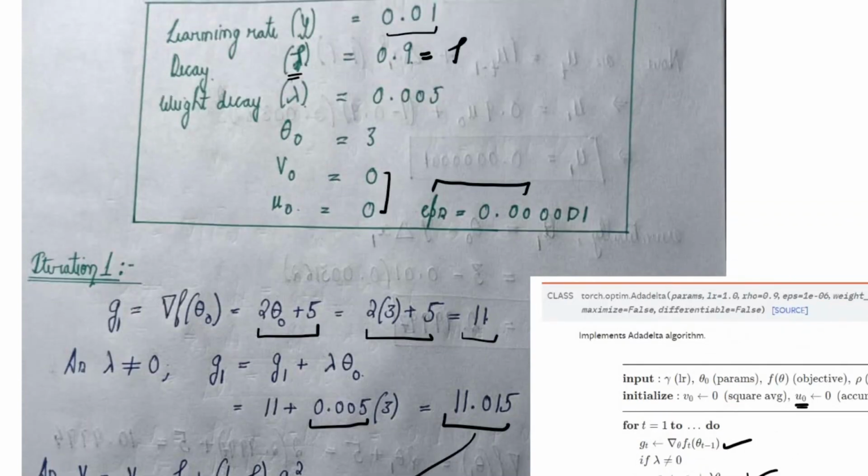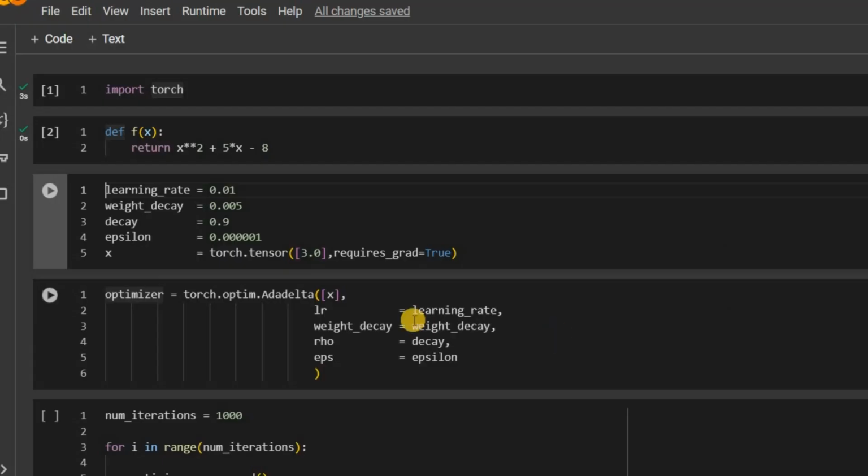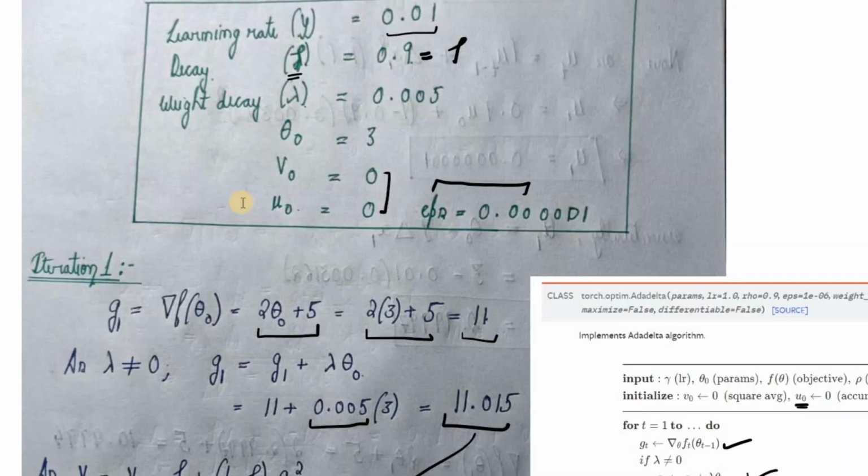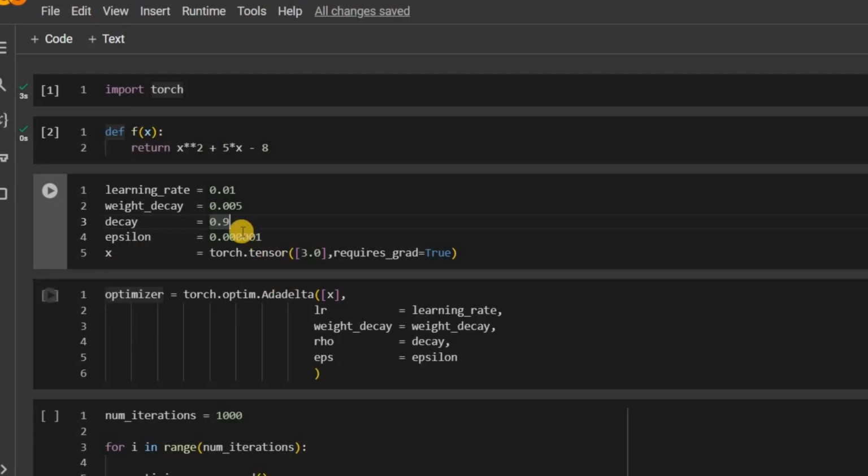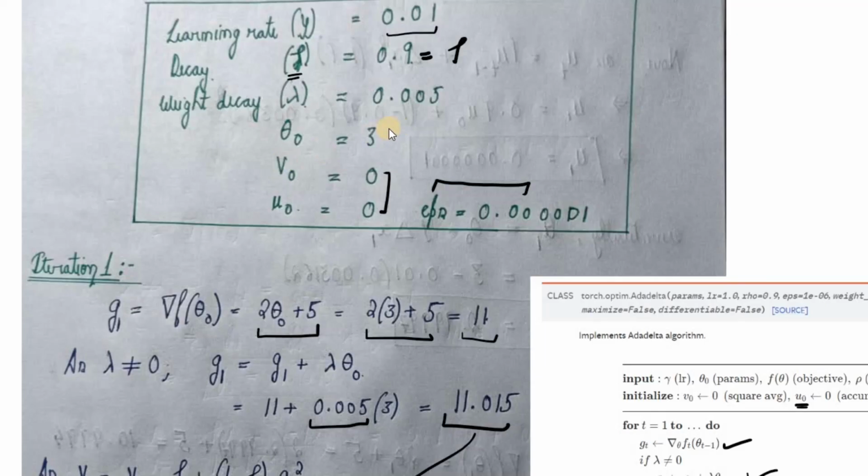Just hold on a second, 0.9. So we mentioned that. So learning rate is 0.01, the decay as 0.9, the rho is mentioned as decay over here, and the weight decay was 0.005, and I guess that's what we took, yes. And epsilon is 0.00001 as we have mentioned, and x is 3. We started with the initial value of 3 only, theta naught is equal to 3.